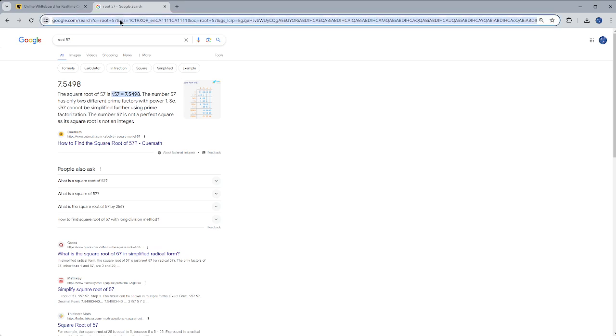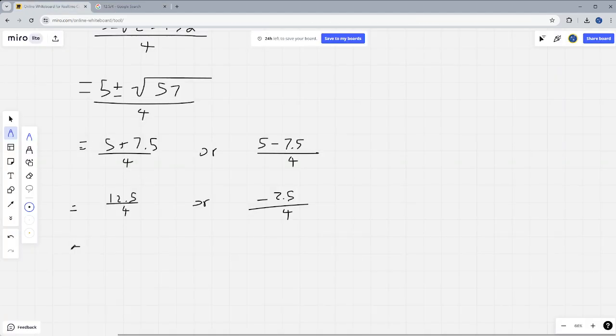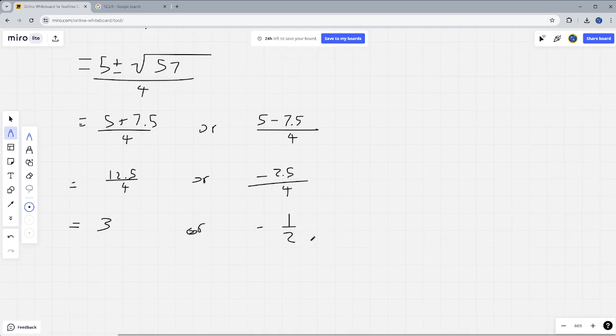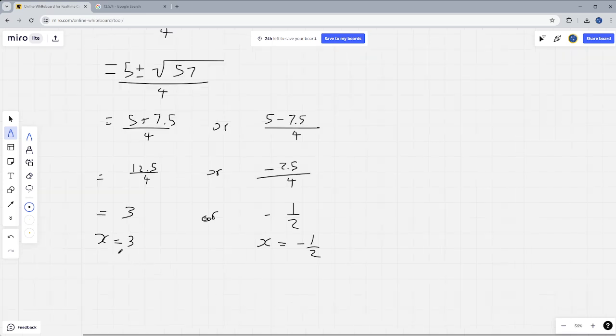And let's see what that is. 12.5 slash 4, we get 3.125. Let's just round it to 3. And then here we'll round again, and we'll just call it negative 1/2. So at roughly these 2 points, we would have an intersection, right? When x is equal to 3, we have an intersection, and when x is equal to negative 1 over 2, we have an intersection. So this means we have 2 intersections, right?